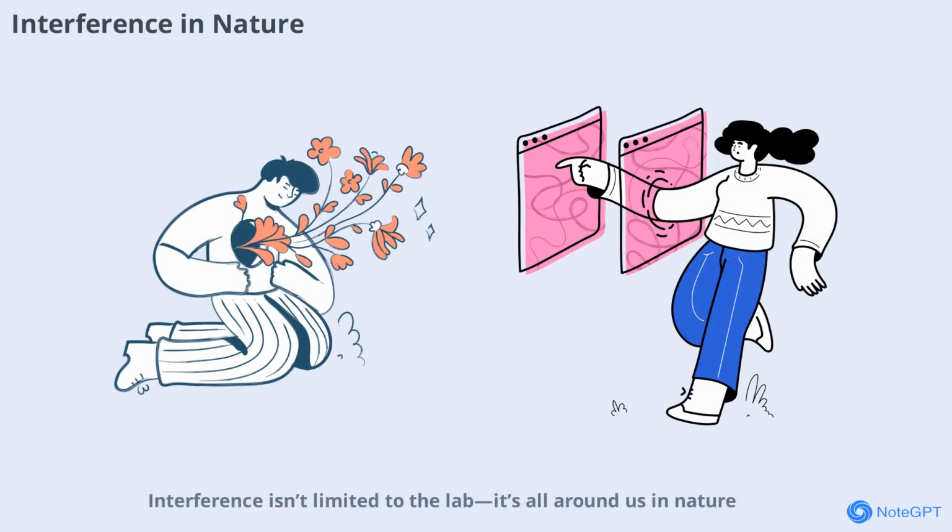Interference isn't limited to the lab, it's all around us in nature. The brilliant colors of peacock feathers, butterfly wings, and even some minerals are due to interference of light reflected from microscopic structures. These natural examples show how wave optics explains the vibrant patterns and colors we see in the world.